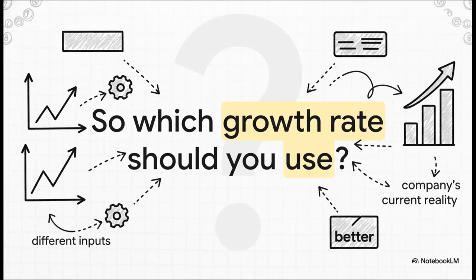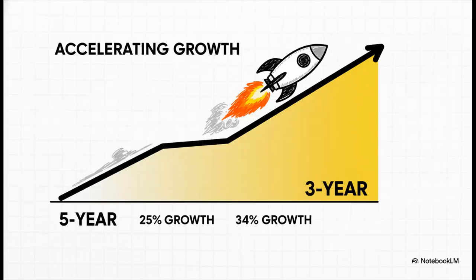So, which one is it? Which growth rate should you actually use? This is a super important question because, as you can see, a different number gives you a totally different conclusion. The answer is to look at the trend. Is the company's growth speeding up or slowing down? For Godrej, it's actually been accelerating lately. The more recent 3-year growth is higher than the older 5-year growth. So in this case, that 3-year rate probably gives you a better sense of where the company is headed right now.